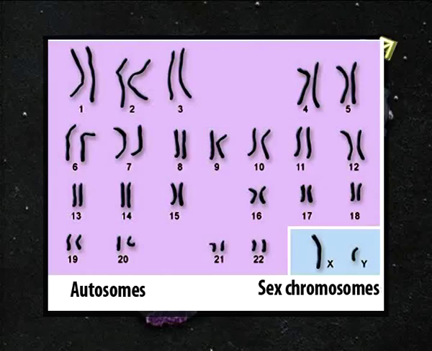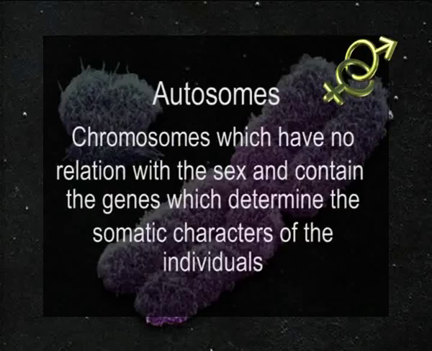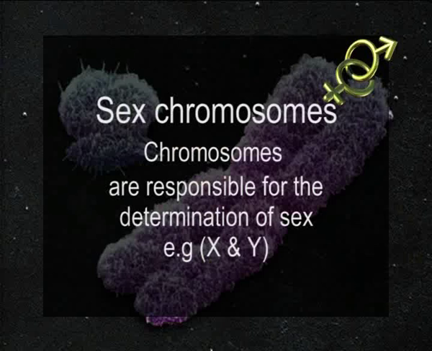Types of chromosomes. Two types of chromosomes were recognized. Number one, autosomes, and number two, sex chromosomes. Now, what are autosomes and sex chromosomes? The chromosomes which have no relation with the sex and contain the genes which determine the somatic characters of the individual are known as autosomes. The chromosomes which are responsible for the determination of sex are known as sex chromosomes. For example, X and Y chromosomes.